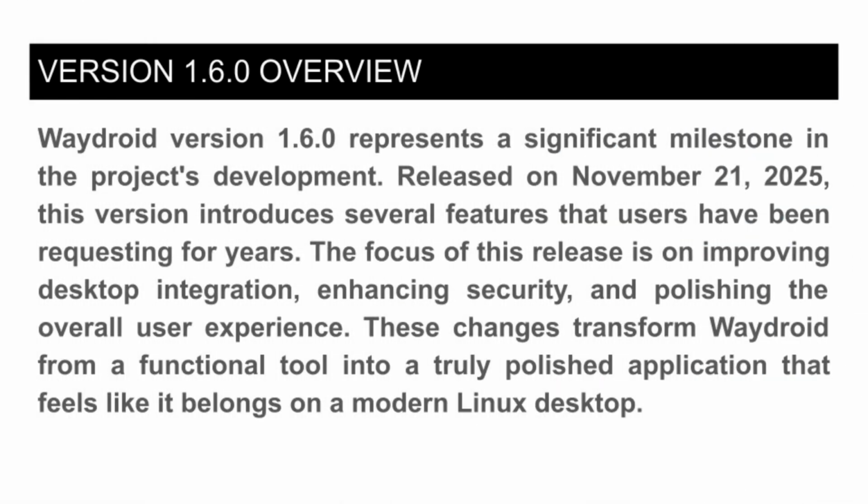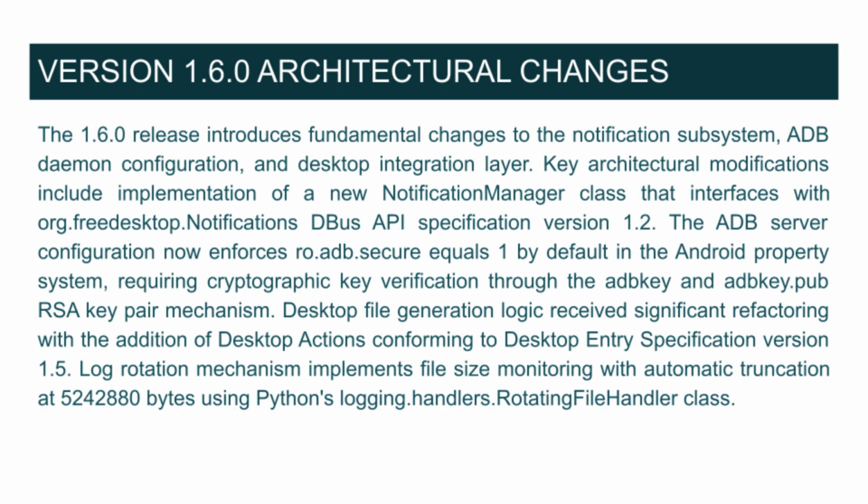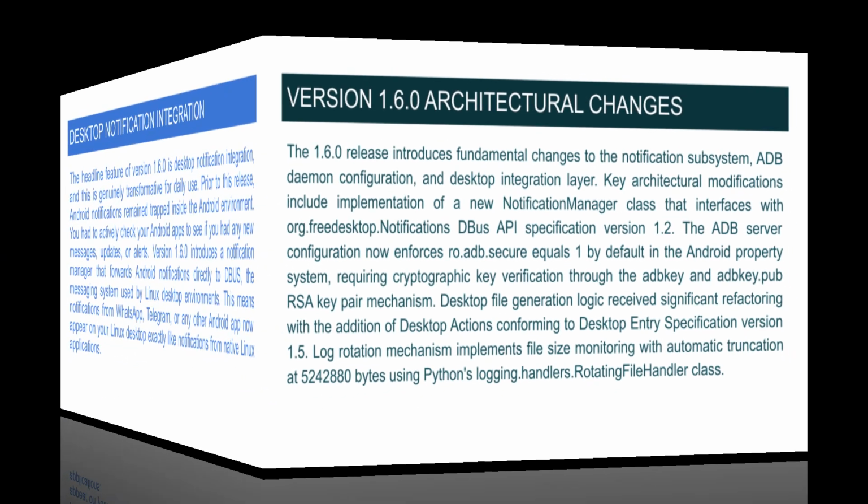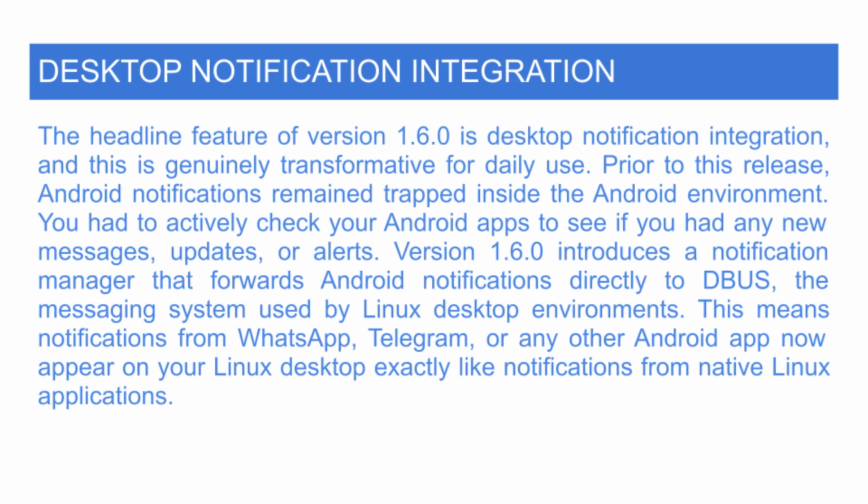Now let's talk about what makes version 1.6.0 special. The headline feature that everyone's been waiting for is desktop notification integration. This might sound simple, but it's actually a game changer. Prior to this release, when an Android app wanted to notify you about something, whether it's a new message, an update, or an alert, that notification would stay trapped inside the Android environment. You'd have to actively check your Android apps to see if anything was happening. That's not how we use our phones, and it's definitely not how we want to use our desktops.